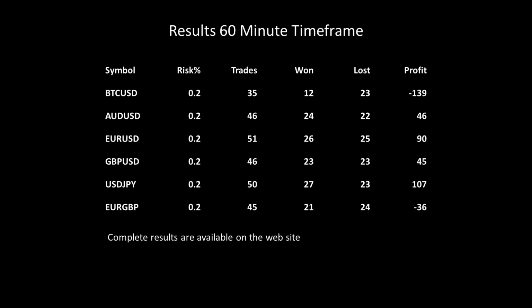But this strategy does have the potential to be profitable on a higher time frame, although given that this is over 6 months and we're looking at profits of the order you can see here, it is not significantly profitable. And so these are my results.